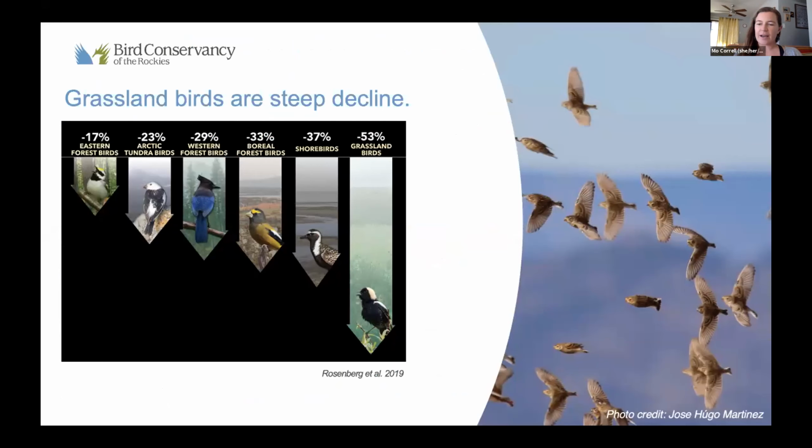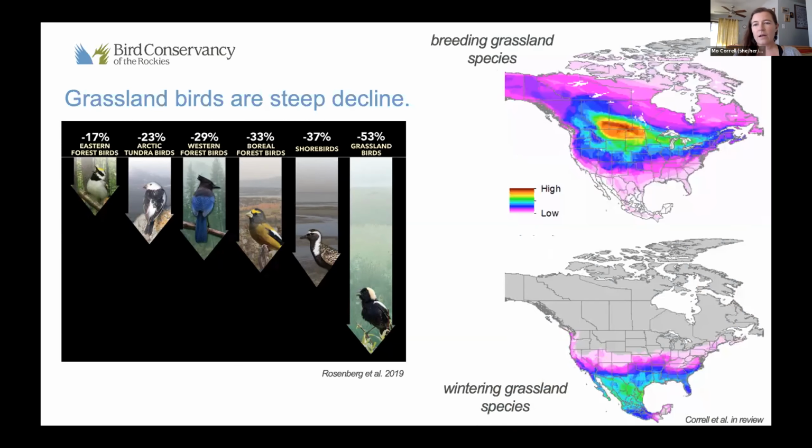So generally speaking, and I'm sure this isn't a surprise to many of you, grassland birds are in steep decline. This is one of the take-homes that came out of the 3 Billion Birds paper, and roughly 53% of grassland birds have been lost since 1970. Grassland birds in North America congregate in 2 specific geographies during the breeding and non-breeding seasons. As you can see on these heat maps, during the breeding season they really congregate in the northern Great Plains of Canada and the US. And then on the wintering grounds, they congregate mostly in the Chihuahuan Desert of southwestern US and Mexico.